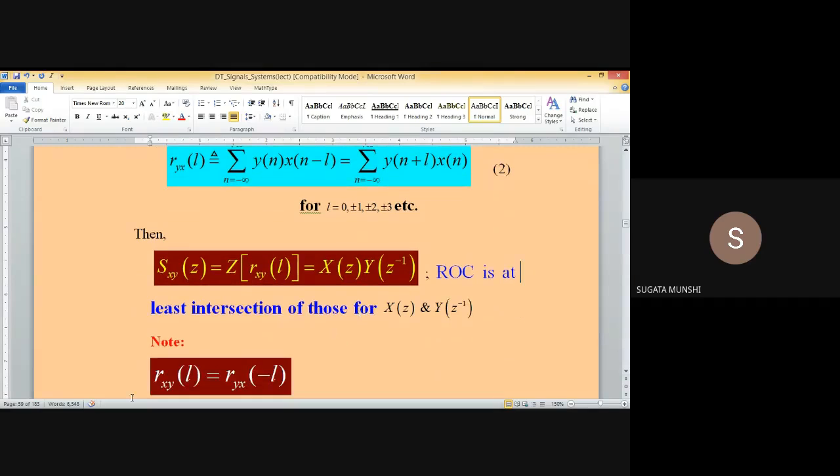Now this is a property of cross correlation. Rxy of l will be Ryx of minus l. Just for noting. You know that correlation is a special case of convolution.